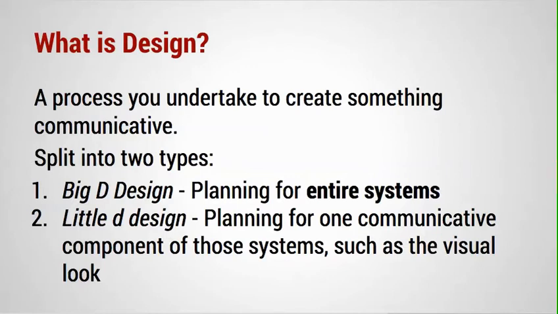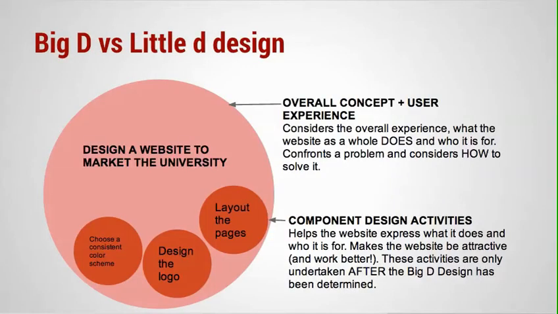So here you can sort of see the difference between the two. Big D design is the big pink circle, the overall concept and the user experience. When you design on the big D scale, you're considering the overall experience your audience or user or reader is going to have. You're thinking about what the website or mobile app or employee program does as a whole and who it's for. You're going to be confronting a problem and considering the best way to solve that problem.